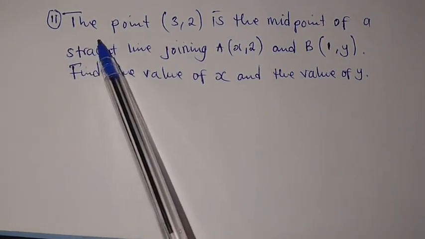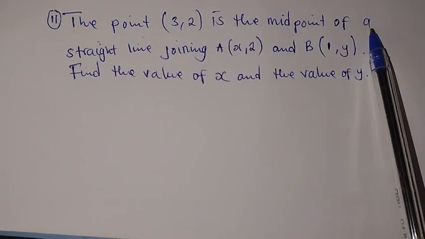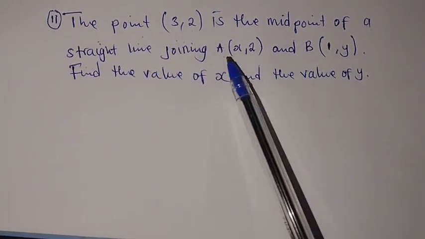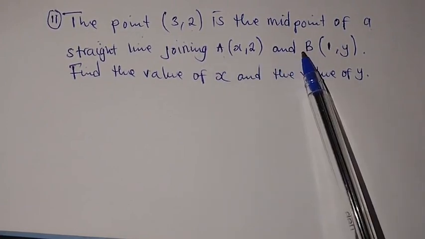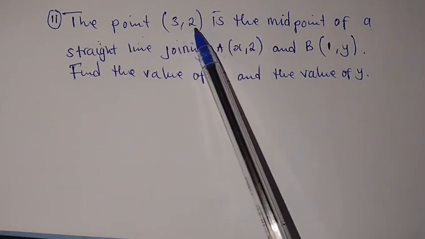The question reads: the point 3, 2 is the midpoint of a straight line joining point A and point B. So points A and B are on a straight line, and the midpoint of A and B is 3, 2.